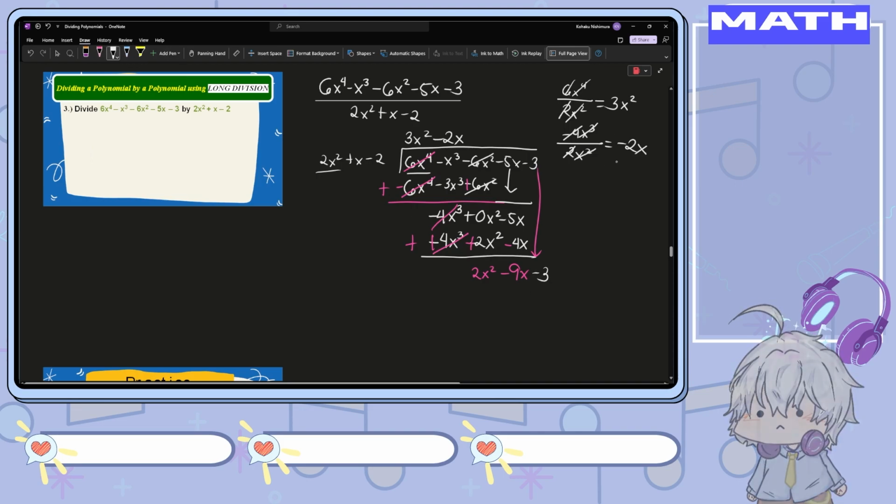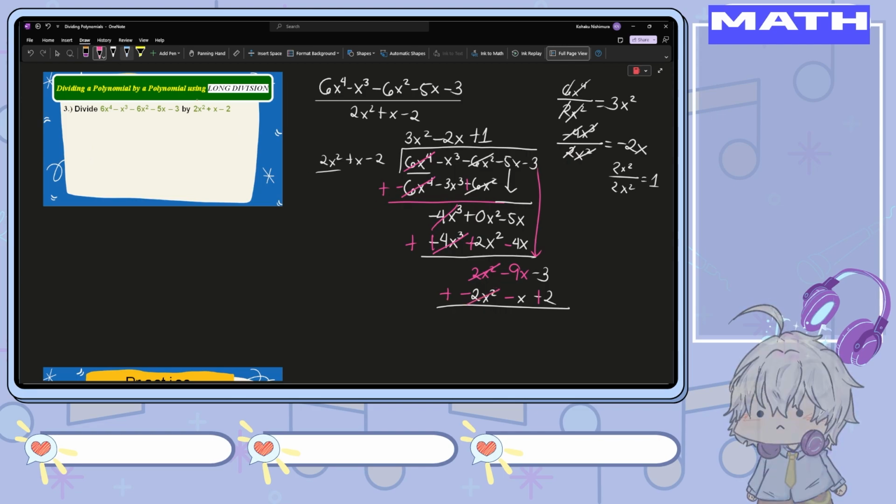We see 2x squared divided by 2x squared. The answer is 1. We write that 1 and multiply it to all of them. That will become 2x squared plus x minus 2. If we want to add, change their signs. This will become negative, this will become negative, this will become positive.